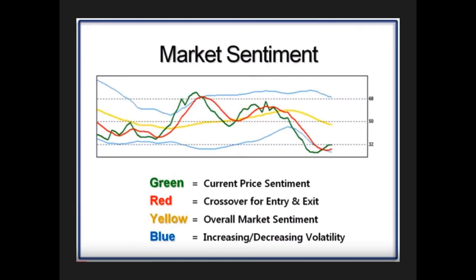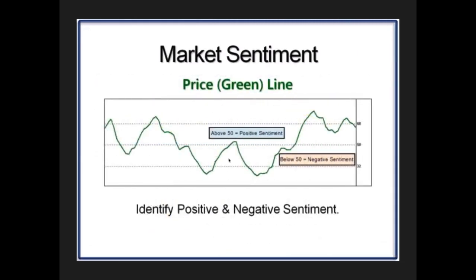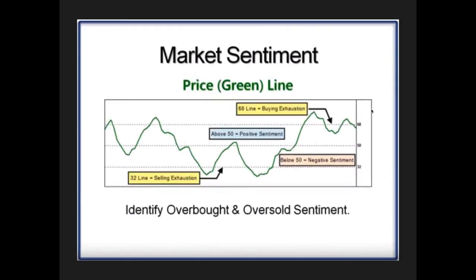Okay, so we're going to go through these one by one. I'm just going to characterize all of these for you. This RSI line, the price line, is what we use to identify positive and negative sentiment. To strip it down to the bare bones, above the 50 line you're looking at positive sentiment, so you're looking for buys above the 50. Below the sentiment line is negative, so you're looking for sells, below 50.